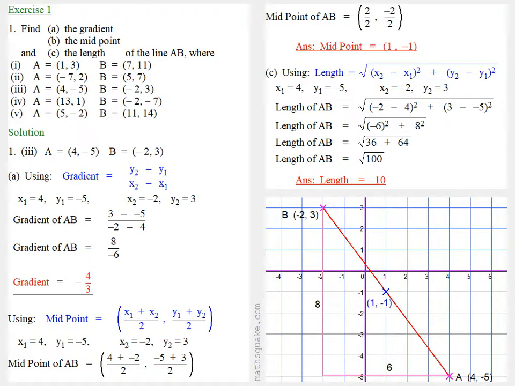We can spot the midpoint, that's (1, -1), and we can measure the length of the line, and we see that it is 10 units.